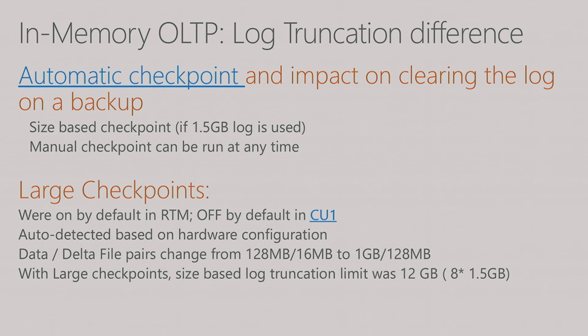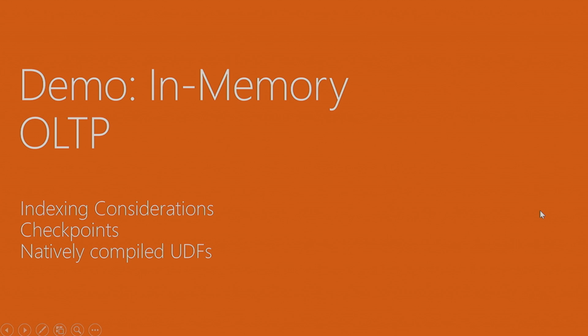It's not very relevant anymore if you're on CU1 or later. There's a difference in how this worked on RTM release bits versus CU1. In RTM, we had this concept of large checkpoint where this threshold was significantly more, and it was designed for some higher scale, but we've seen that we've not needed it even in our high scale scenario. So that behavior has been reverted. Again, there are details in the KB articles. I won't spend a whole lot of time on that. So let's look at some demos.